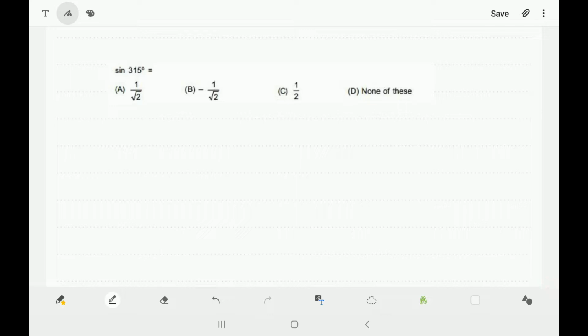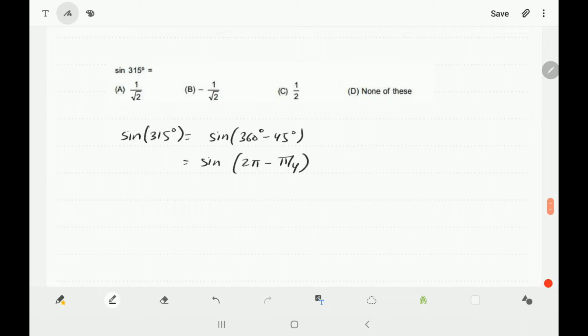In this problem we have to find the value of sine of 315 degrees. Can I write this term as sine of 360 degrees minus 45 degrees? This can be written as sine of 2 pi radians minus pi by 4, because pi radians is 180 degrees. Now 2 pi is an even multiple of pi by 2, so it won't change. Sine will remain sine of pi by 4.